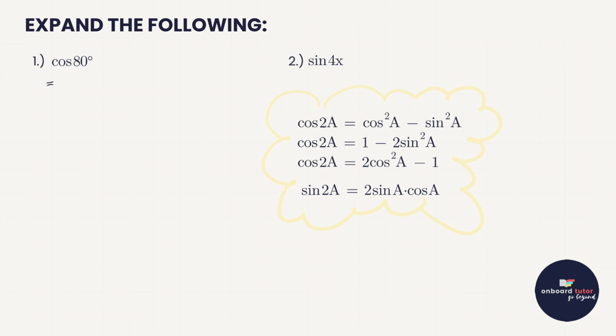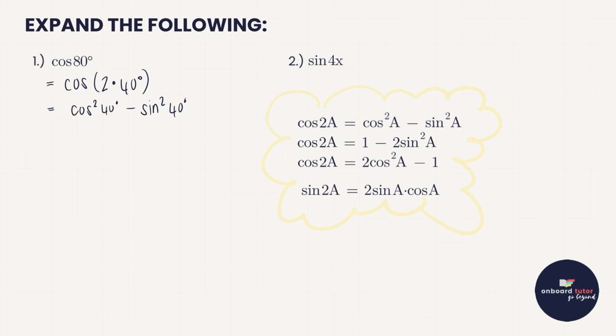The first thing we need to do, grade 12s, is break this up into a double angle. So 2 times how much gives us 80? Because we're working with doubles, we want it to be 2 times 40. Now we've got options. We can do all of them, and I think we should do all of them just to practice. So the first option is to say that this is equal to cos squared 40 degrees minus sine squared 40 degrees. So that's the first option ticked off.